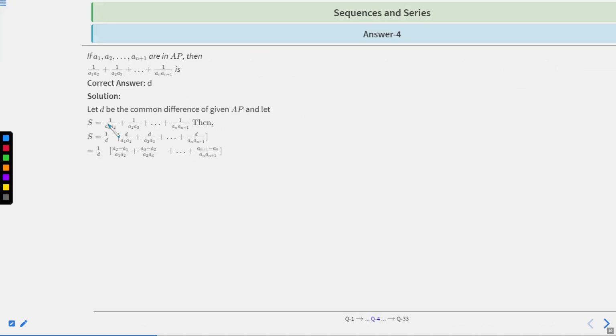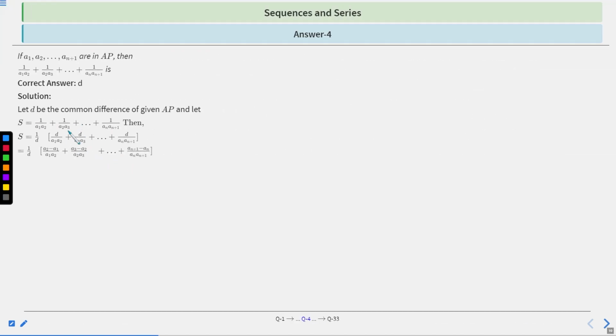Okay, let's solve this. S is basically 1 upon A1 A2 plus 1 upon A2 A3 till 1 upon An A(n+1). Let D be the common difference of the given AP. So let's multiply and divide this S by D. So D times S is equal to D upon A1 A2 plus D upon A2 A3 till D upon An A(n+1). Now D is A2 minus A1 and also A3 minus A2, that is next term minus previous term, right?